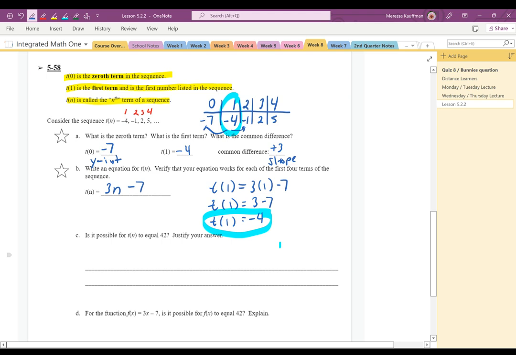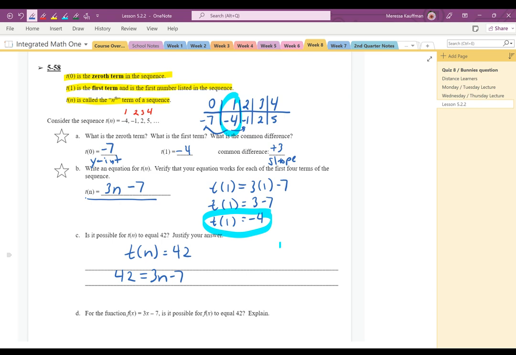So this is what this question is asking. If t of n is equal to 42, what we want to do is say 42 is equal to 3 times n minus 7. Oh, we should make some more room over here so we can solve for n. Let's do that over here. t of n, 42, is equal to 3n minus 7. All right, we are solving for n.